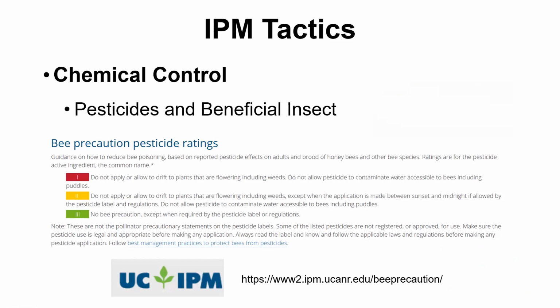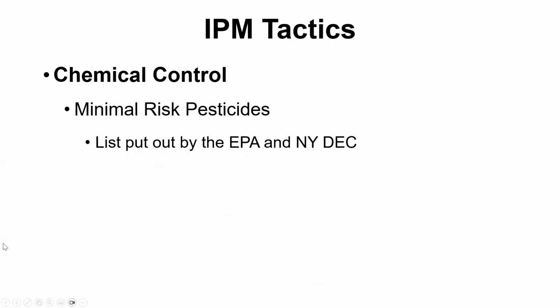So, there are things to keep in mind. I was talking about how beneficial insects are really affected by pesticide use. University of California's IPM has put together this really great resource for bee precaution pesticide ratings. You can go on there and put in a pesticide and it will tell you how safe it is for bees specifically. Some of them have no bee precautions. For some, you don't want to allow drift on plants when they're flowering, including weeds. And for some, you don't want it anytime there's any flowering thing. So if you're taking care to think about bees and how things are being applied, drift can really affect things.